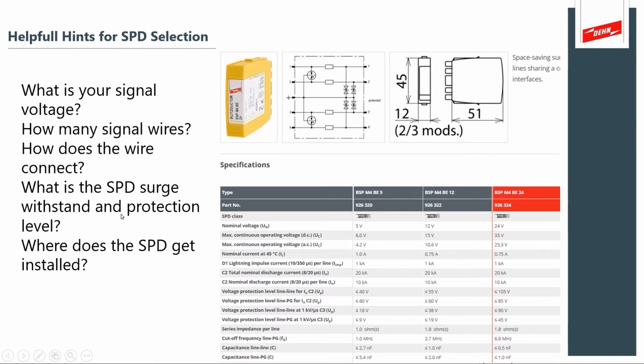What is the SPD surge withstand and protection level? This is important to understand, if the SPD is rated to the surge rating of that type of exposed signal. And then where does that surge protector get installed? Is it on a DIN rail strut? Is it directly at the instrument? These are the questions that you want to ask yourself, so that when you're looking over your design and when you're evaluating the installation, you can tell whether it is properly selected.